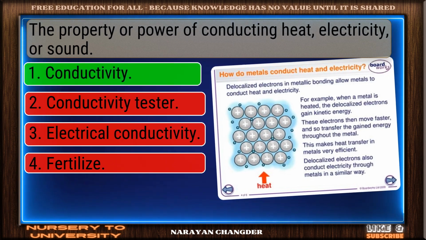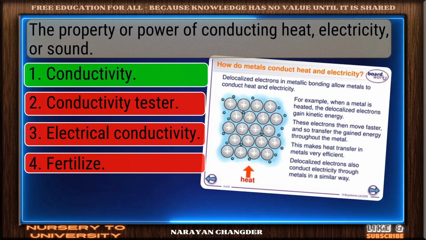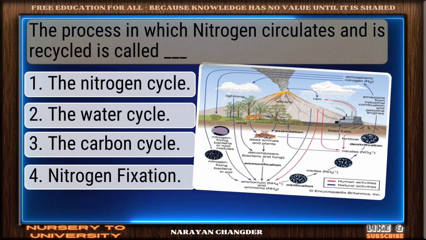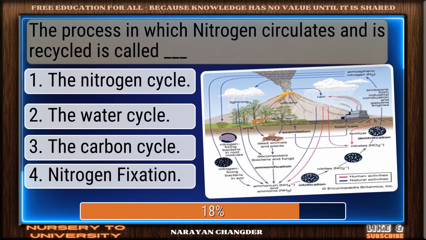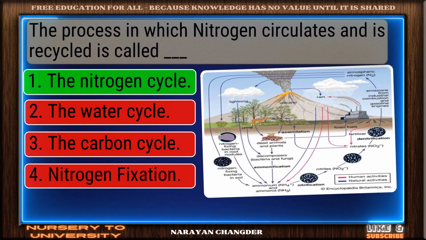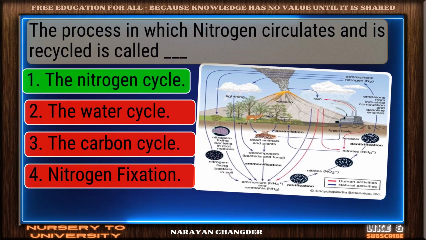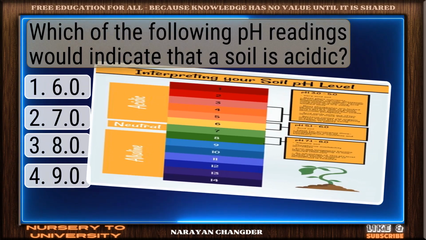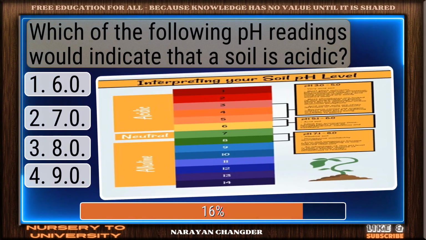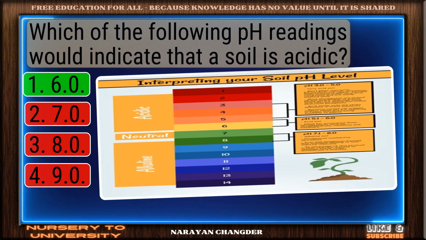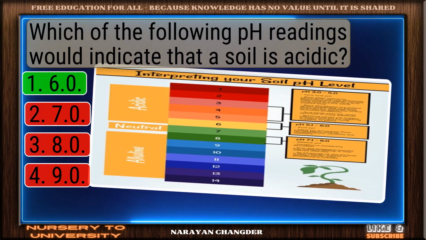Great thinking. Conductivity is the right choice. The process in which nitrogen circulates and is recycled is called dash. Right choice. The nitrogen cycle is the best answer. Which of the following pH readings would indicate that a soil is acidic? Exactly. 6.0 makes sense and it is right choice.